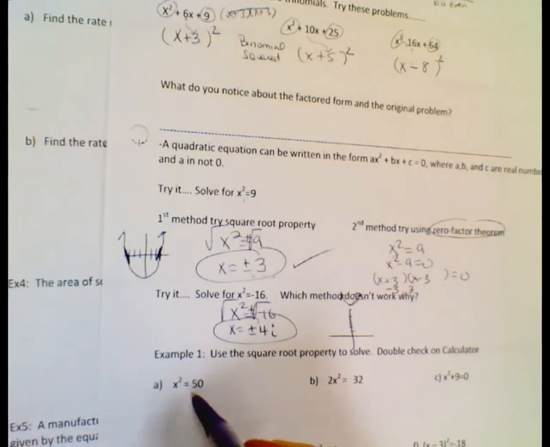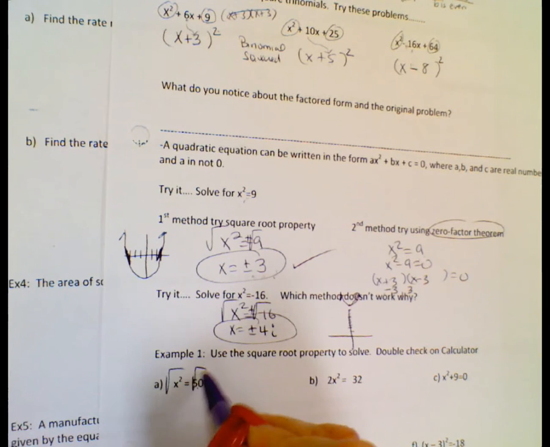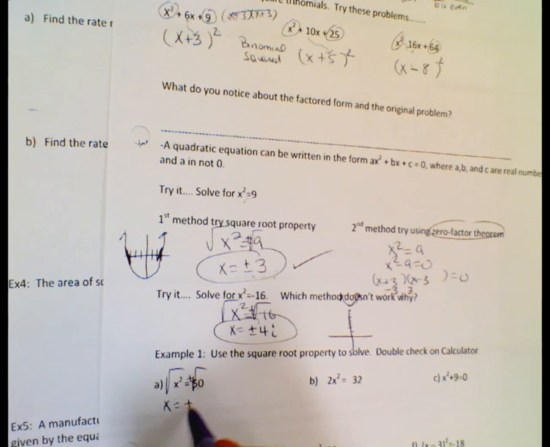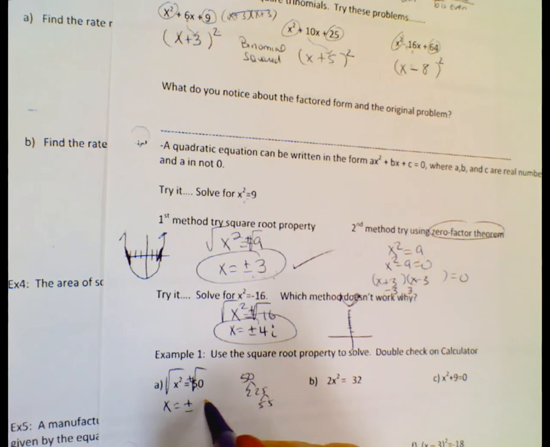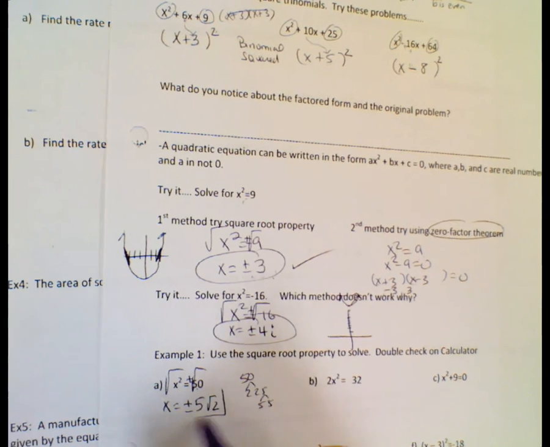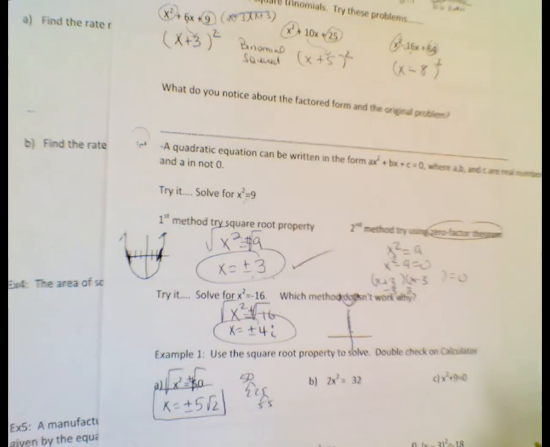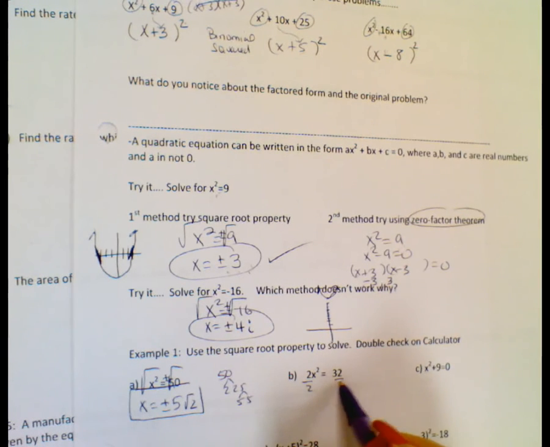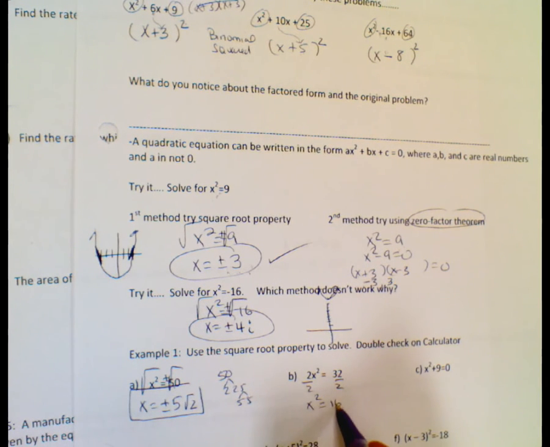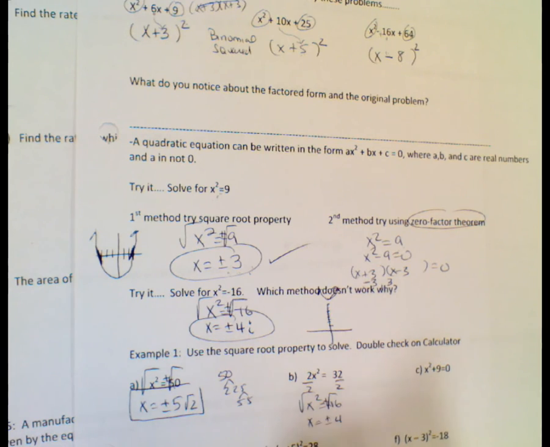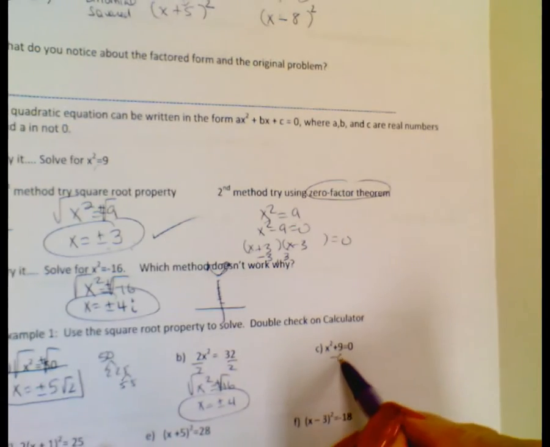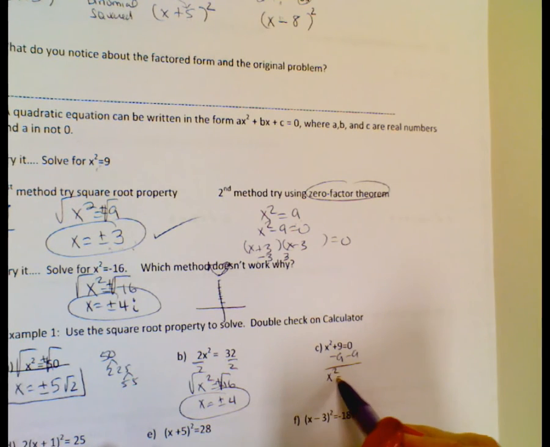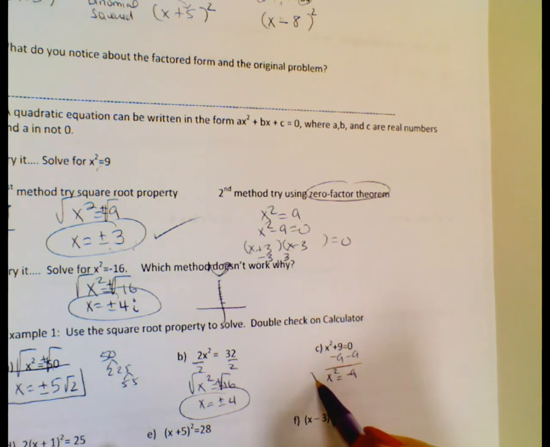So in this first one, you're going to square root both sides. So x is plus or minus, and then we're going to do a 50 factor tree. So that's 5 square root of 2. Divide by 2. X squared equals 16. X equals plus or minus 4. On this one, we're going to subtract 9 to the other side, and then we're going to square root.